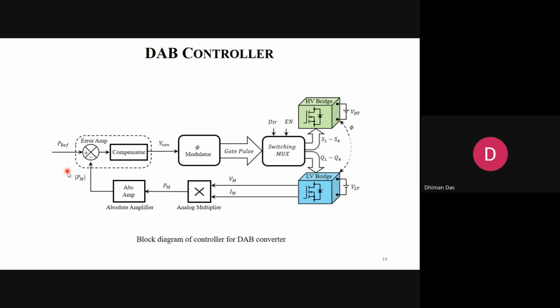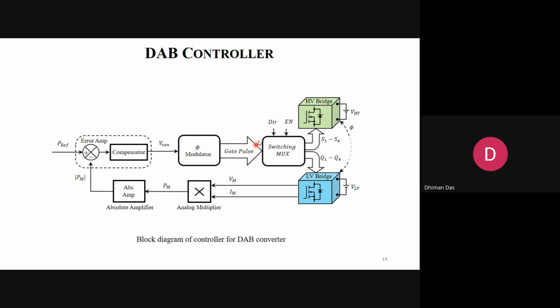Now if you take the reference signal's absolute value, you can have the error amplifier, and that error signal, if you pass it through a compensator, the total thing is the error amplifier. Then you can have a control voltage. Now that control voltage, when you pass it through a phase modulator and compare with a ramp or triangular signal, then you can have a phase shift.